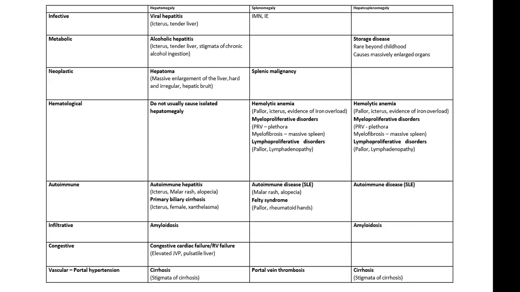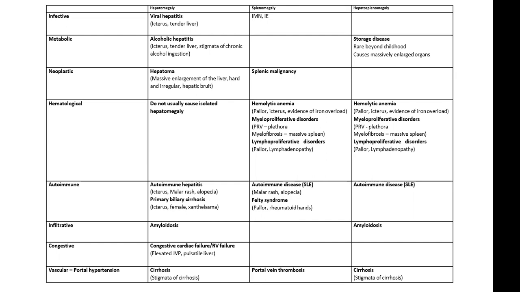Then what are the causes? You have to think, could this be viral hepatitis, alcoholic hepatitis? Could this be a hepatoma? Could this be right heart failure? Could this be cirrhosis? Then you use the other characteristics to narrow down your differential diagnosis. If it's tender, it's probably infection or alcoholic hepatitis. If it's hard and there is a bruit, it could be a malignancy. You narrow it down.